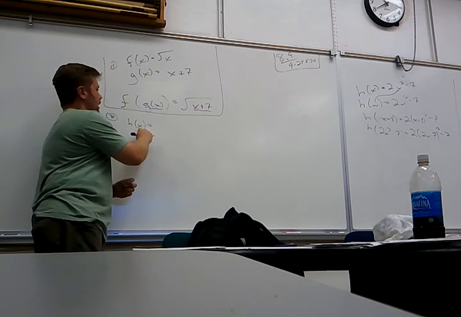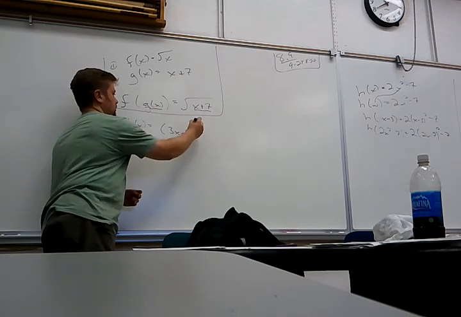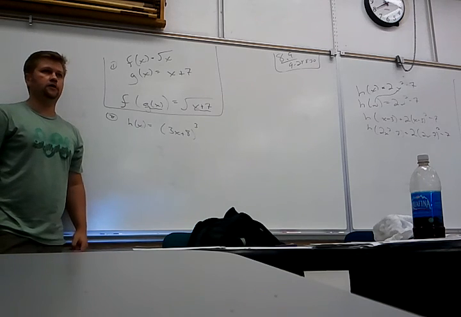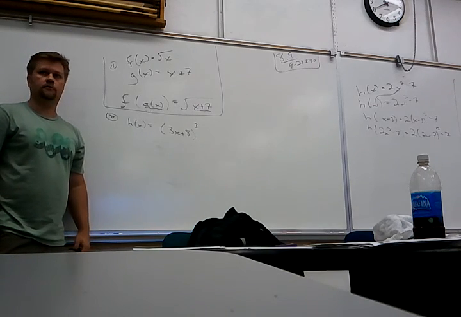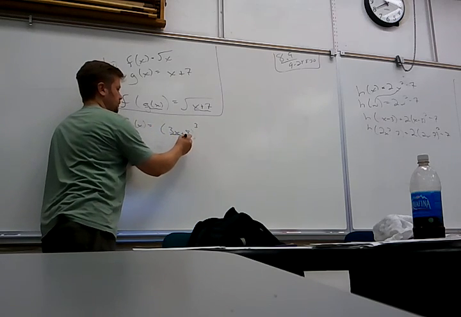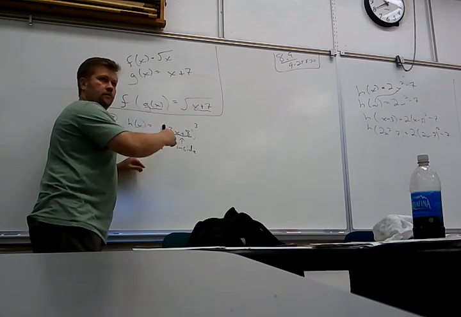Right. If I have h of x equals 3x plus 8 cubed, can you guys tell me what is the inside function? Yeah, that could be one interpretation. That's the easiest one to see. That's 3x plus 8 is the inside function. And what's the outside function? Cubing something, right?